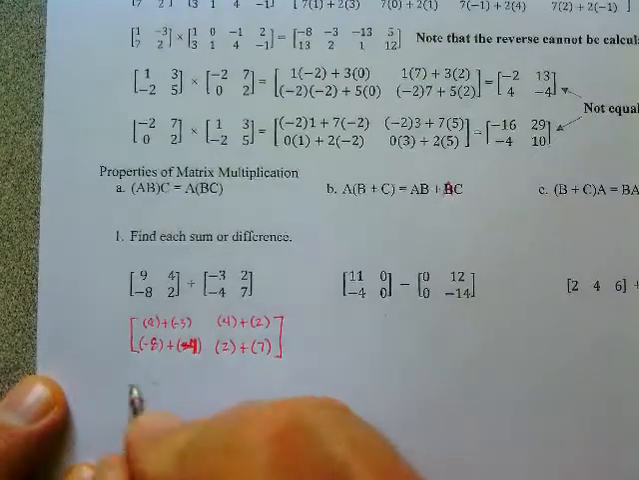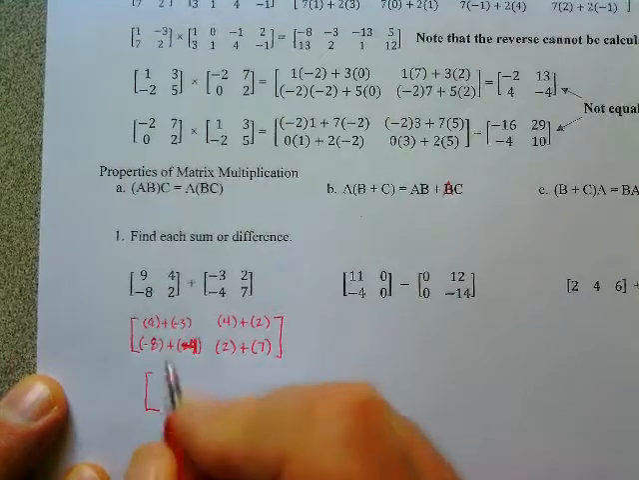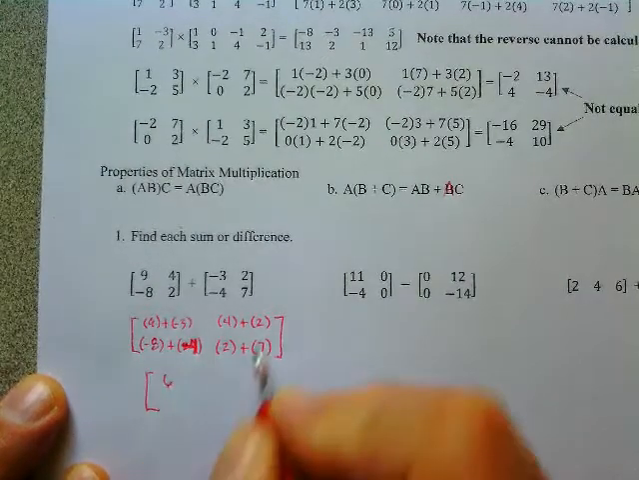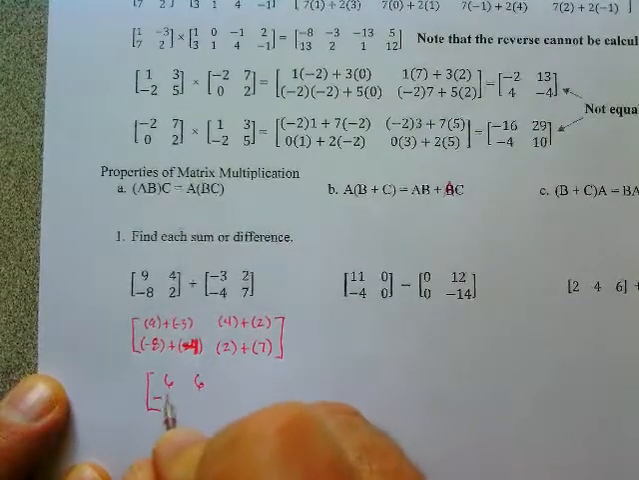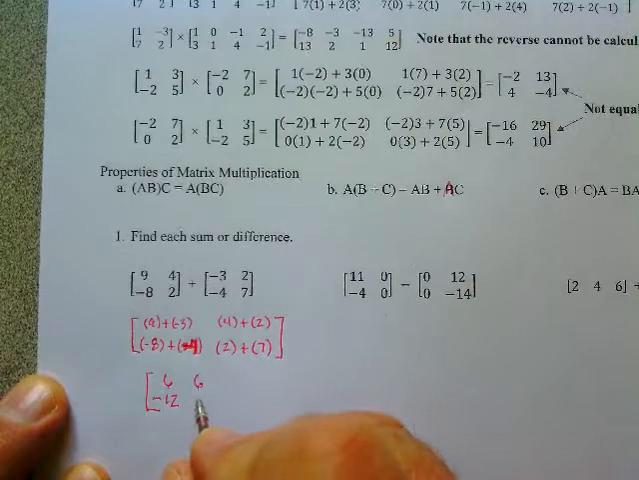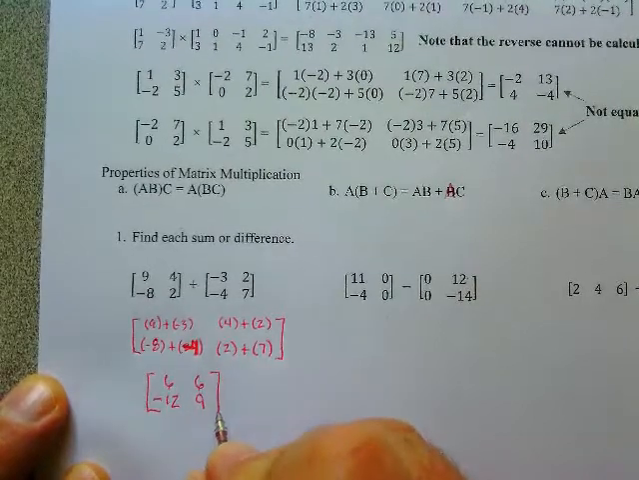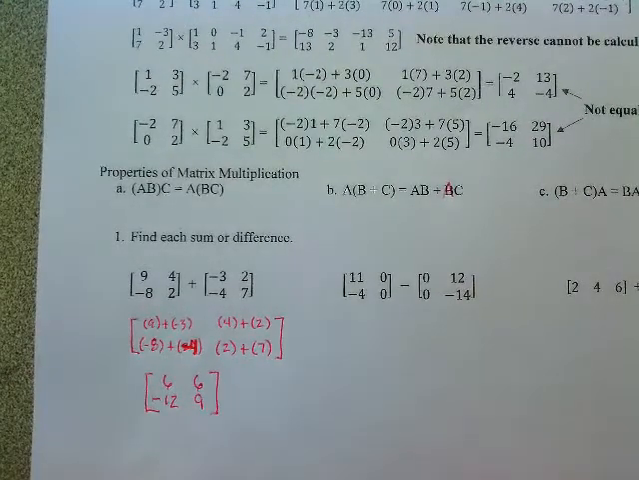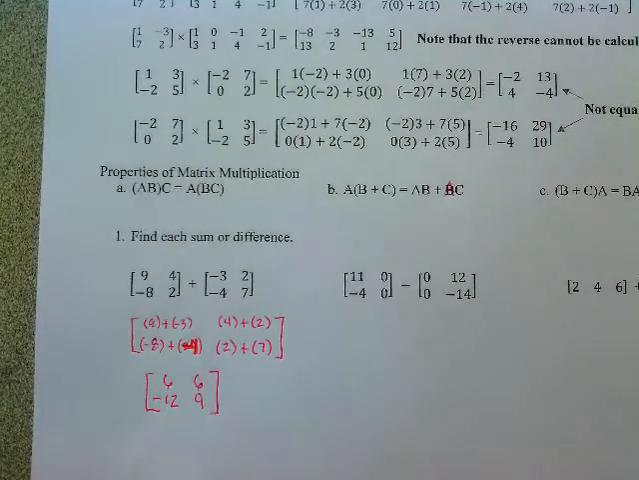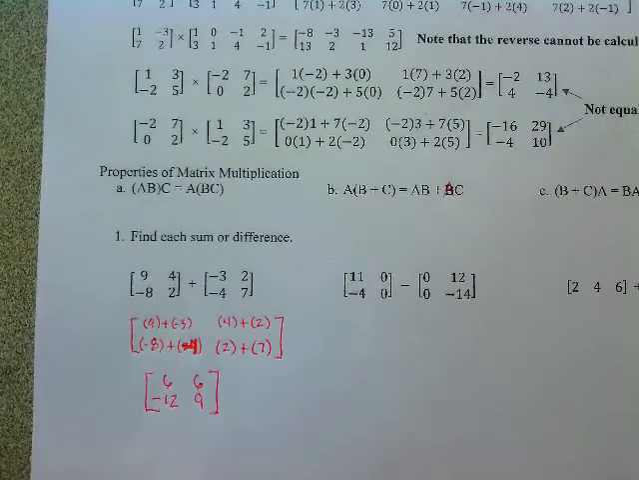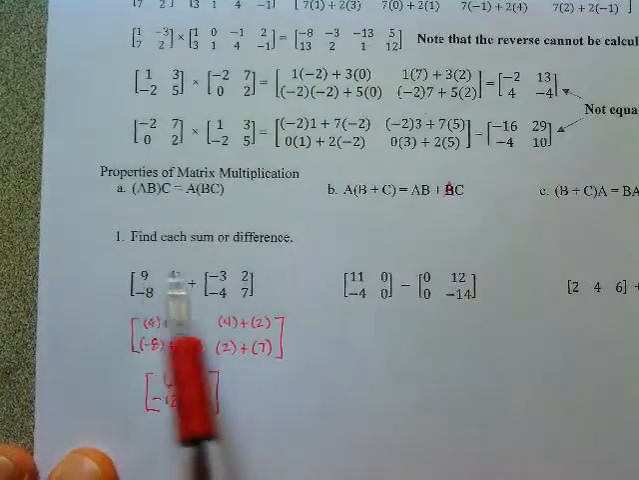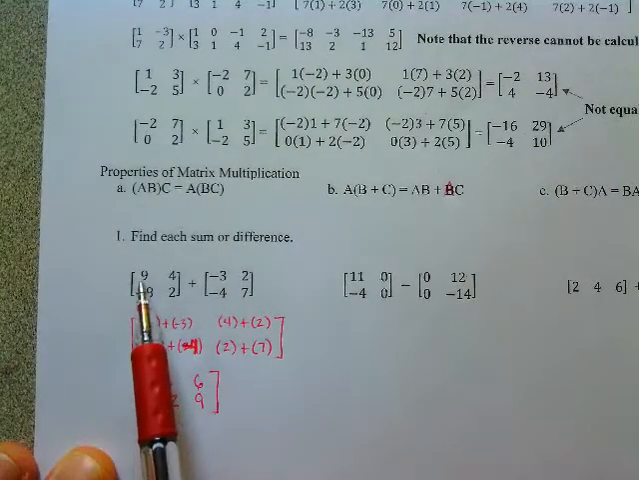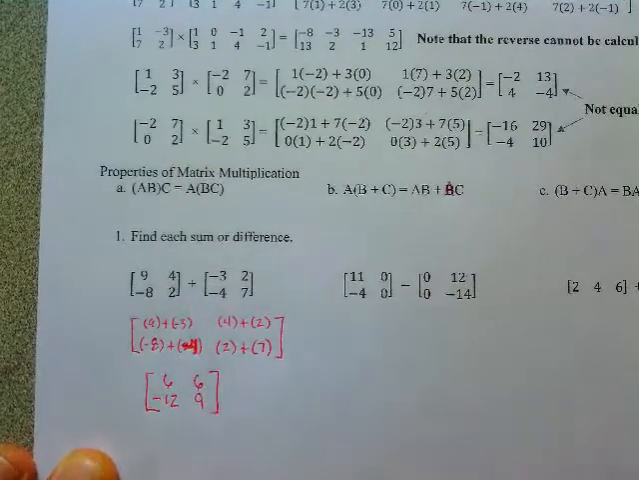And then our answer, 9 minus the 3, that gives me a 6. 4 and 2, that gives me a 6. Negative 8, negative 4, that's negative 12. 2 and 7, that is 9. And so there's an example of adding two matrices. And as you can see, very easy if you're not paying attention. It's got to be element with element, the same positional element in both of them.